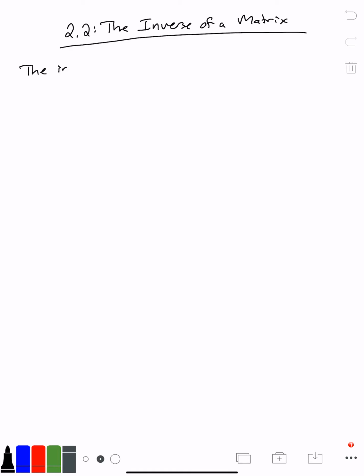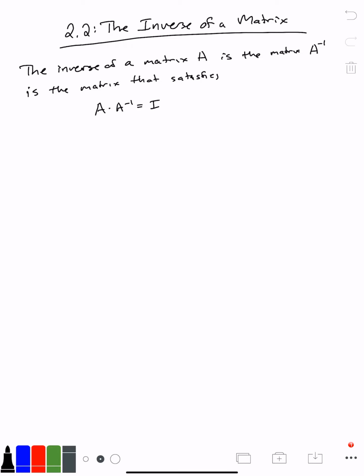The inverse of a matrix A is the matrix which we're going to denote by A to the negative 1 power. It is a separate matrix, but it's related to A, so we call it that. It is the matrix that satisfies A times A inverse equals the identity equals A inverse times A.